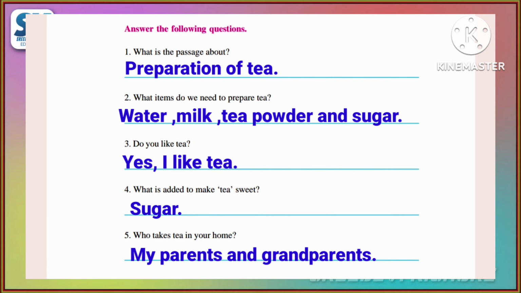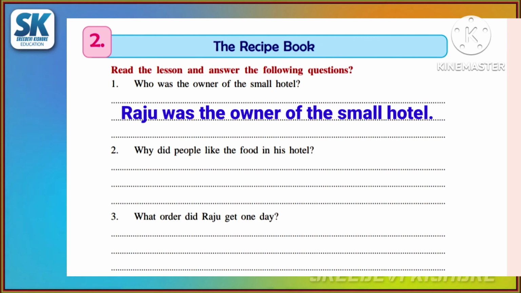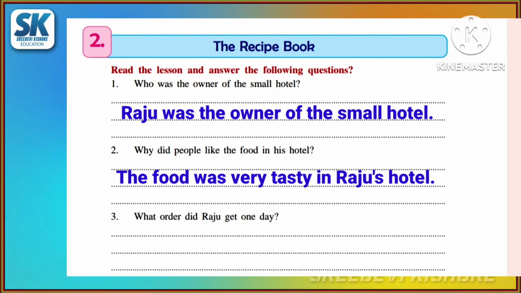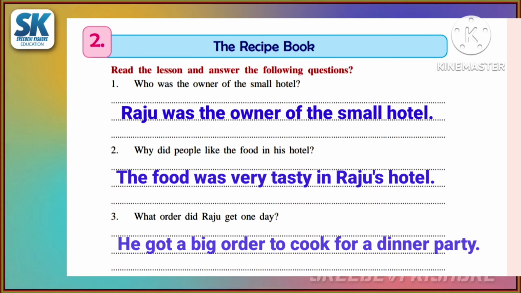Read the lesson and answer the following questions. First one, who was the owner of the small hotel? Raju was the owner of the small hotel. Second one, why did people like the food in his hotel? The food was very tasty in Raju's hotel. Third one, what order did Raju get one day? He got a big order to cook for a dinner party.